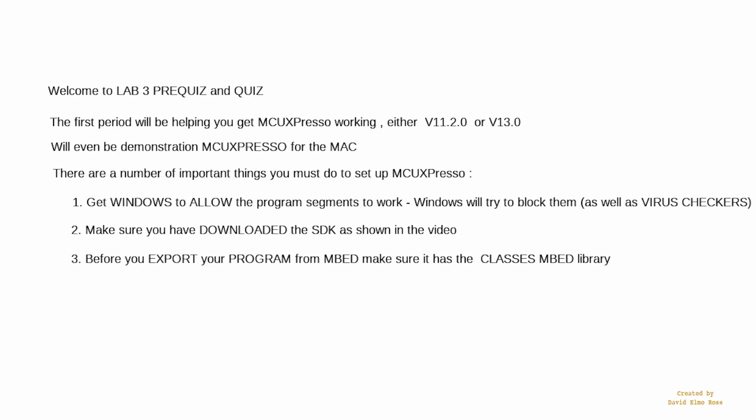Now, there's a number of important things you must do to set up MCUXpresso, and the first one is when you start installing it, Windows is going to get in there and say, no, Windows is blocking this. Say allow. Windows is blocking that. No, allow. Windows blocks everything that you need, and it never blocks things that you don't need, like viruses, okay? And virus checkers will say stuff like, there's a problem with this, and you're going to have to say make an exception. So if you've got a virus checker or Windows, those are the two things.